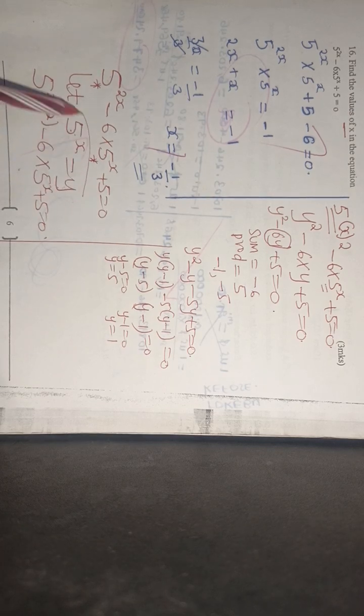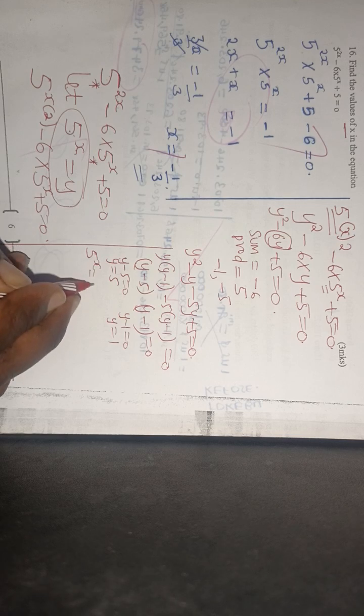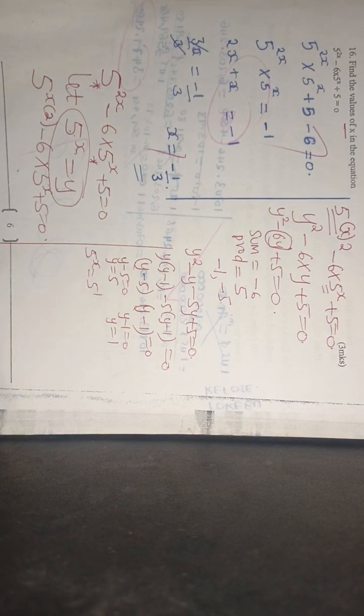So you can come here and say, we had said that 5 raised to x is y. So we can say 5 raised to x is equal to 5. You can say 5 raised to 1, of course, because 5 raised to x is y, but y is 5. So that means 5 raised to x is equal to 5.